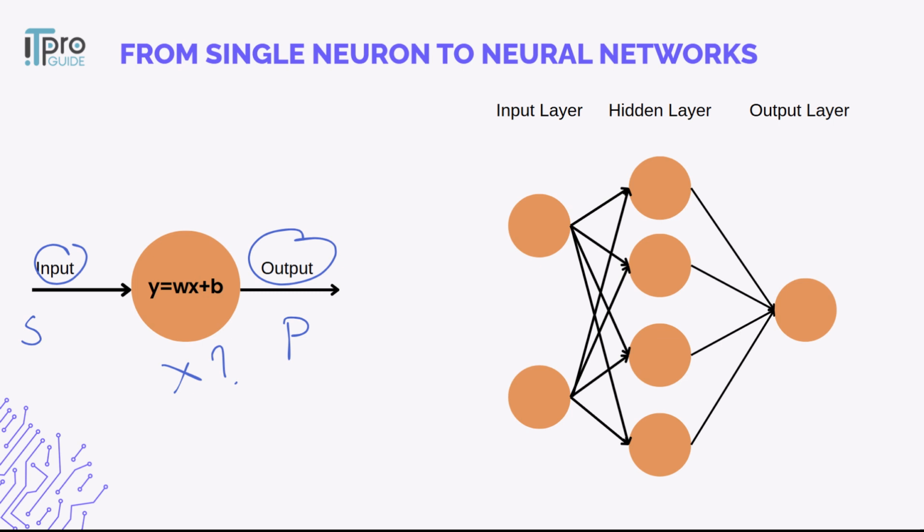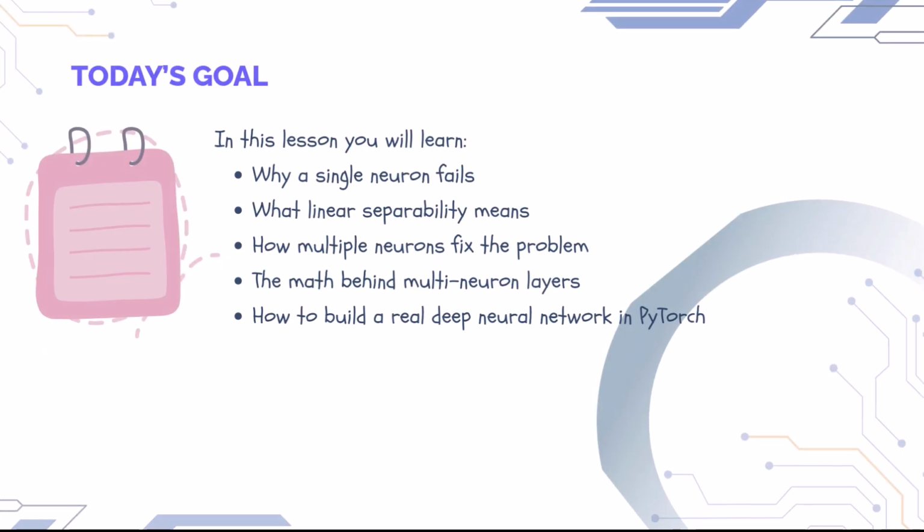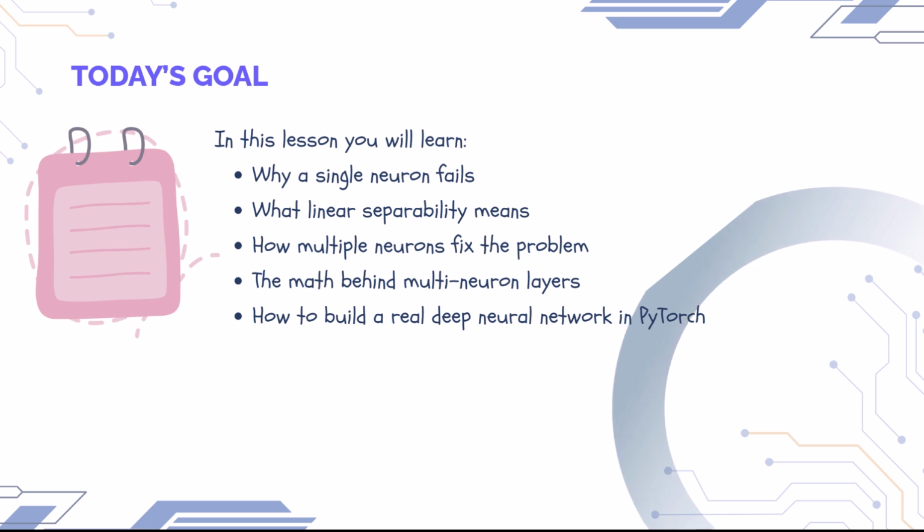In this video, we will first understand the limitations of a single neuron. We will discuss linear separability and why certain patterns cannot be learned with just one neuron. Then we will see how stacking multiple neurons and multiple layers helps our model learn such complicated or non-linear relationships. And finally, we will build a real multi-layer neural network in PyTorch to demonstrate everything we learned in this video.